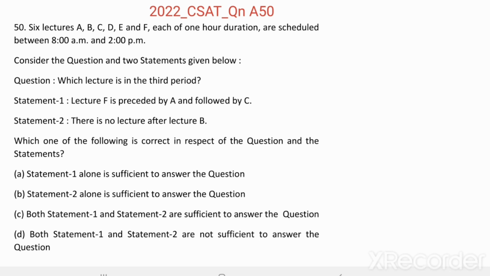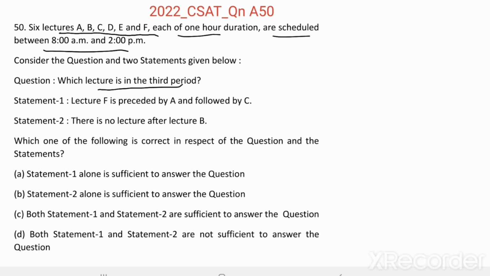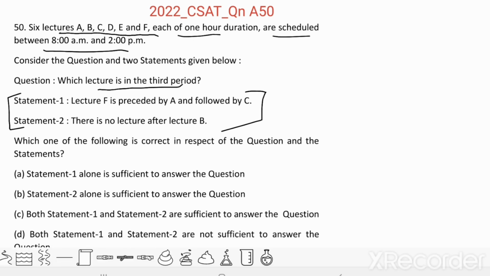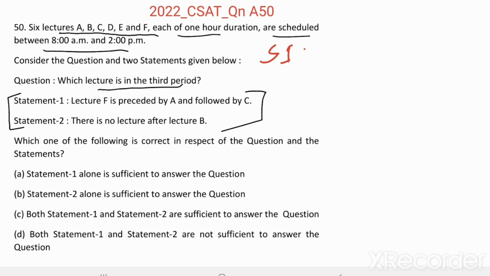There are 6 lectures A, B, C, D, E, F, each of 1 hour duration, scheduled between these 6 hours. Now we need to answer which lecture is in the third period, for which 2 statements are given. We need to check whether these 2 statements are enough to answer this question. So let us see the first statement. Lecture F is preceded by A and followed by C.